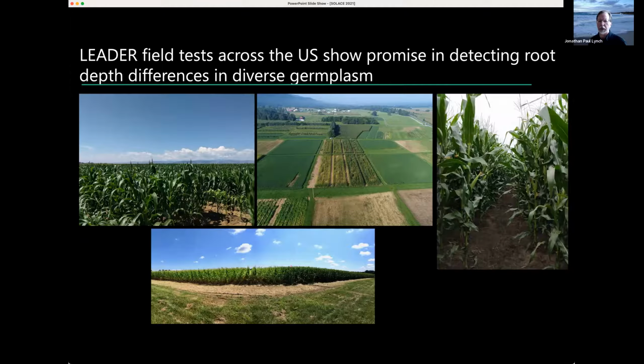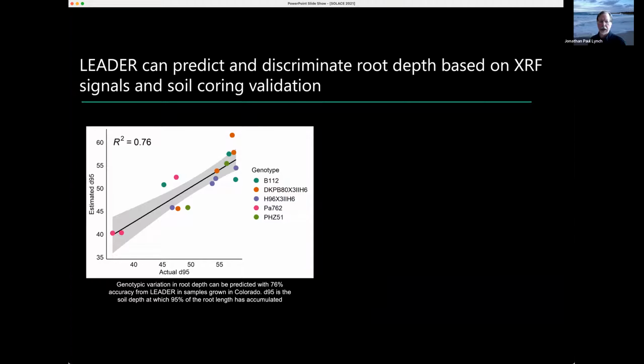Molly's been evaluating this technology across various soils and field sites in North America with diverse maize germplasm. And basically, she sees a very good correlation between these leaf elemental signatures and root depth. So D95 is taken from coring. That's the depth at which 95% of the roots reach in the soil. Here's our estimated D95 from LEADER, from non-destructive elemental analysis, and you can see an R-squared of 0.76, which is very good for field work.